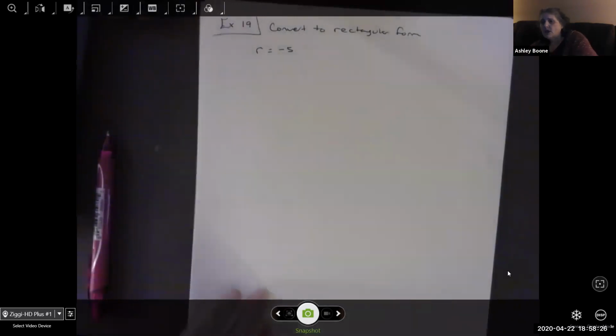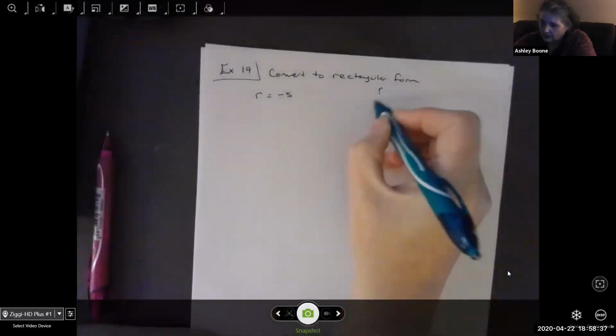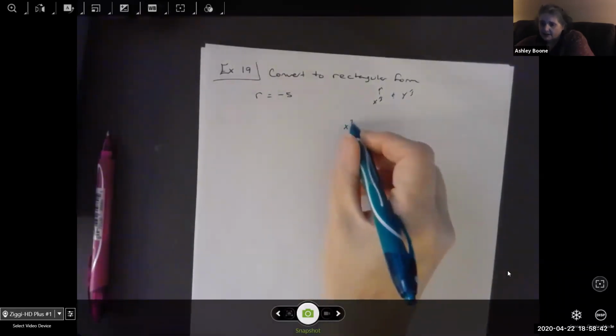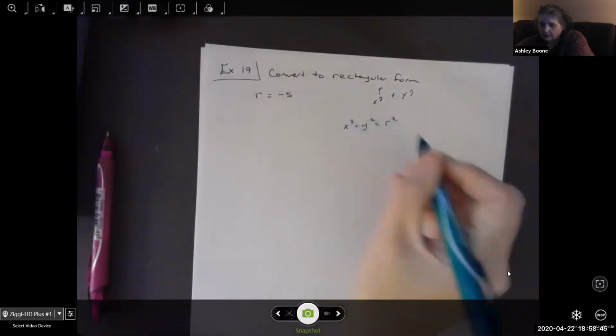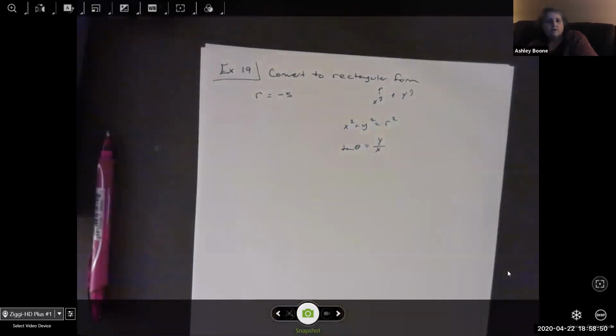Example 19. Convert to rectangular form. So again, we have it in polar form. We have r equals negative 5. Rectangular form is going to involve x's and y's. We know that x squared plus y squared is equal to r squared. We know that the tangent of theta is equal to y over x. We have a few things involved here that can help us with r's and thetas. Well, we just have an r right now. There are actually a couple of ways that we can approach this.